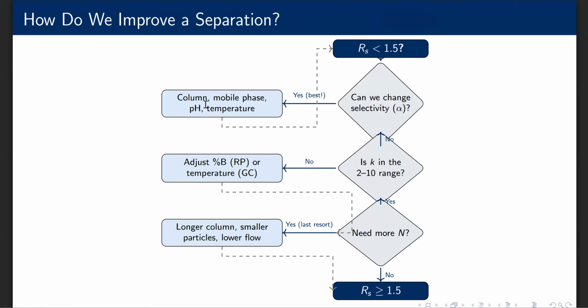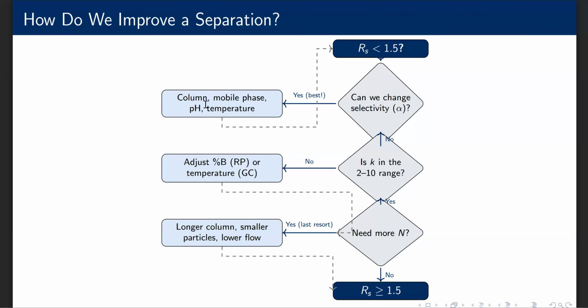How do we improve separation? This flowchart summarizes the optimization decision process. Start at the top. Is RS below 1.5? If yes, the first question is always, can I change the selectivity? Try a different column chemistry, a different mobile phase composition, a different pH, or a different temperature. This is the most powerful approach.